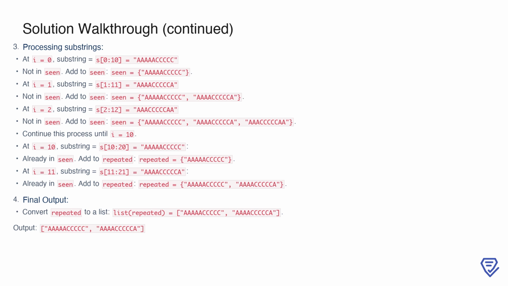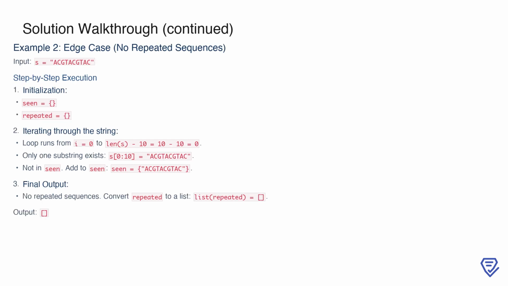Similarly, at i equals 11, AAACCCCCA is encountered again and is added to repeated. Finally, we convert the repeated set to a list, resulting in the output AAACCCCC. Now, let's consider a different scenario where the input string is ***. Here, the goal remains the same: find 10-letter-long substrings that repeat.